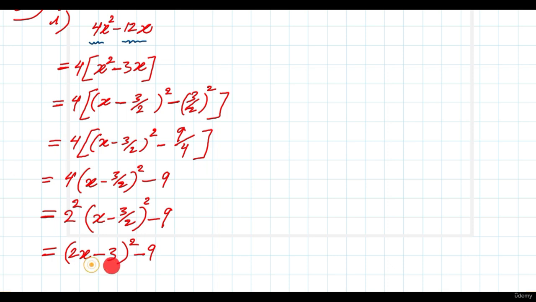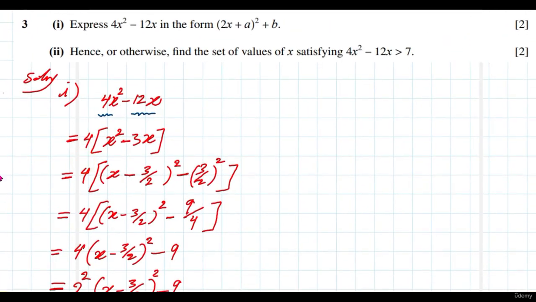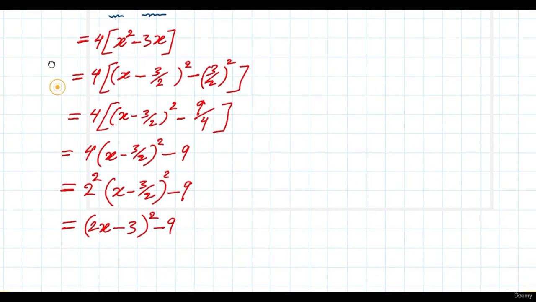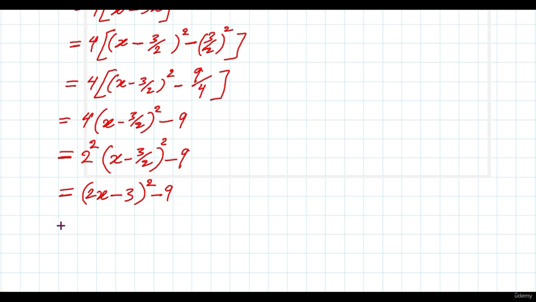Now look at the formula here. You see that it's exactly the same as requested: (2x + a) all squared plus b. Therefore, the a and b parameters are a equals -3 and b equals -9.